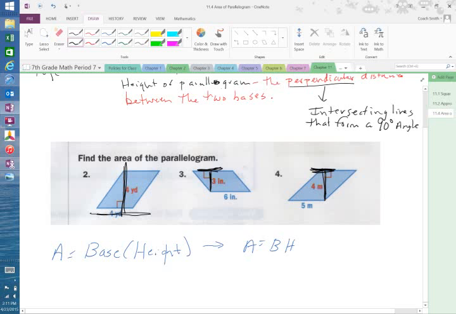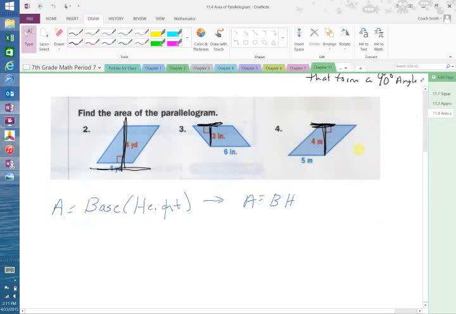Huh? How is it 4 meters? Because this line right here is 4 meters long, and it is the line that runs between the two bases and forms a 90-degree angle. Because what they're going to give you here in a few minutes, we'll just cover that here in a second. Let's cover this part for right now.